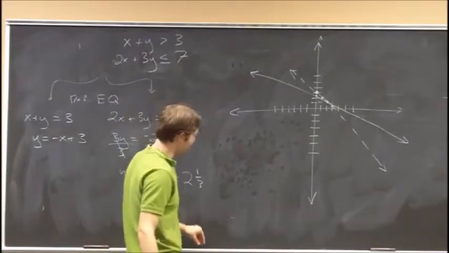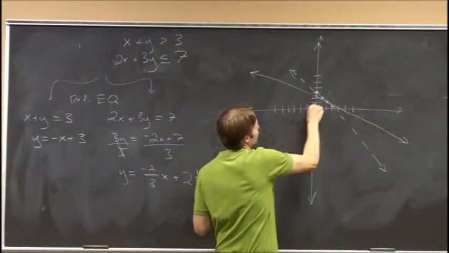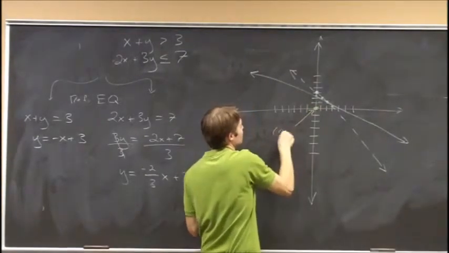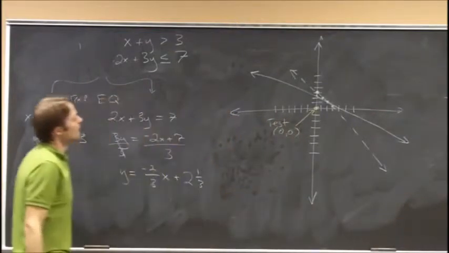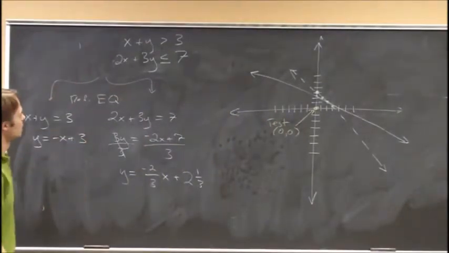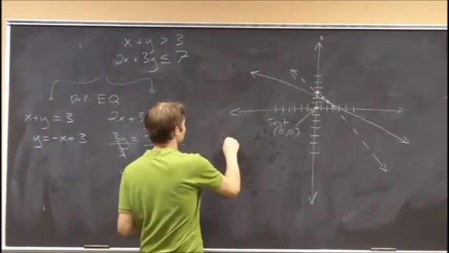Great, so now what we need to do is just pick a test point like we normally do. 0, 0 is not on either line, so let's pick 0, 0 as a test point. But I need to test this into both inequalities to see if it works. So let's test 0, 0 into the first inequality.